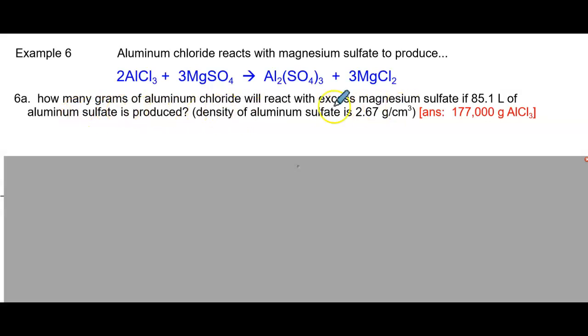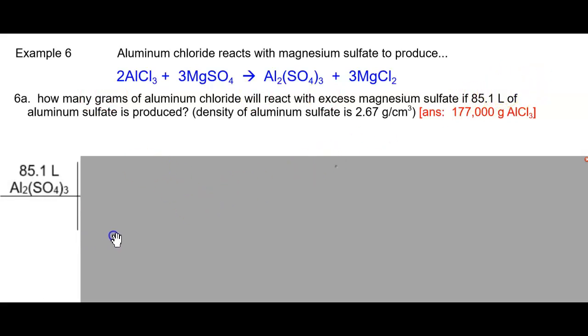We have a density. All right, as we look at this problem, we're going to figure out what our starting point is. Remember that we must start something with a mass, a volume, or a mole, and we must have the limiting reactant. So it tells me 85.1 liters, that's a volume, won't start with the density, so the only option I have is to start with 85.1 liters of aluminum sulfate.